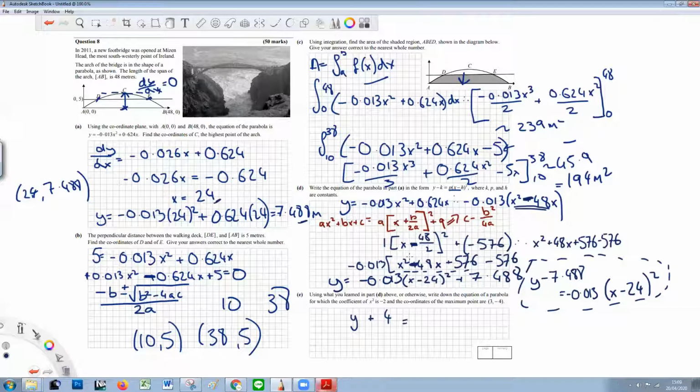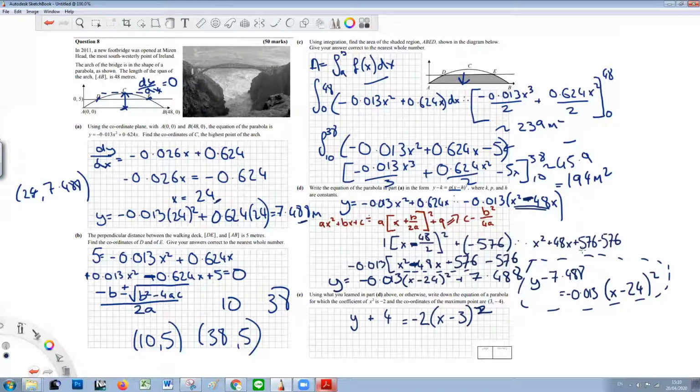No. The coefficient is going to be minus 2, and you know that. So when you work that out, it'll be minus 0.013 x squared. And you're told that the coefficient is minus 2, so it's going to be minus 2 times (x minus 3) squared. Write down an equation of the parabola, and that's it.